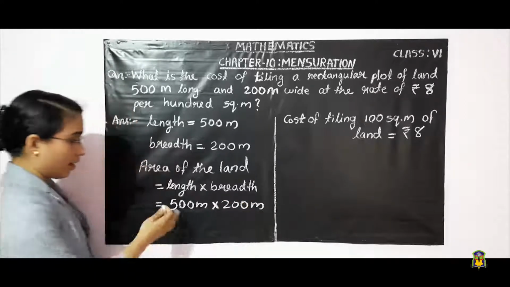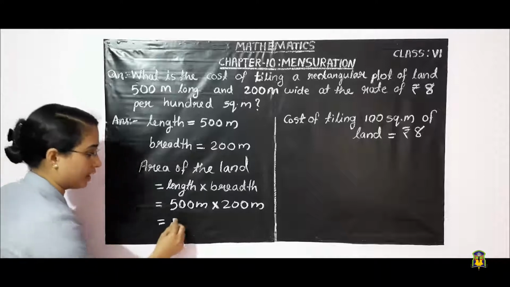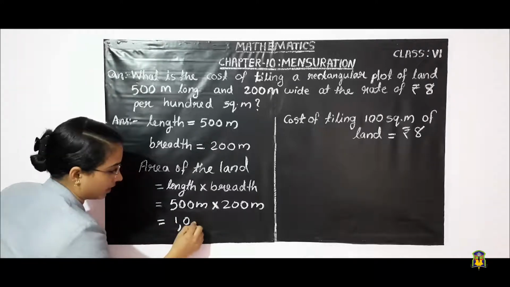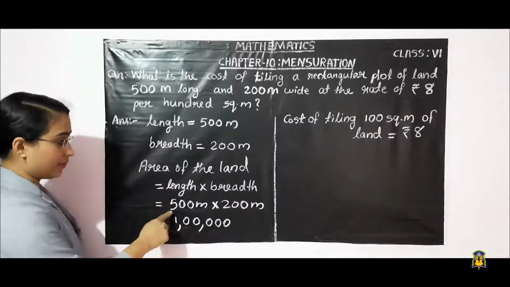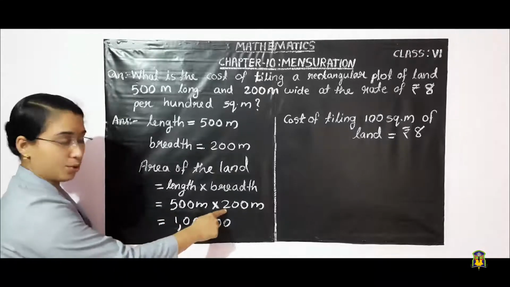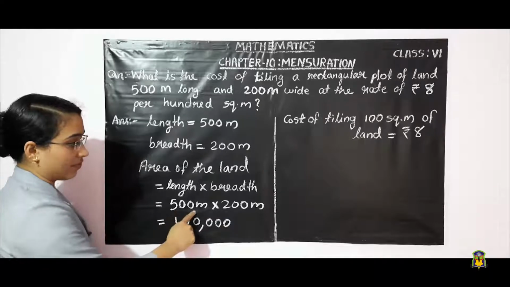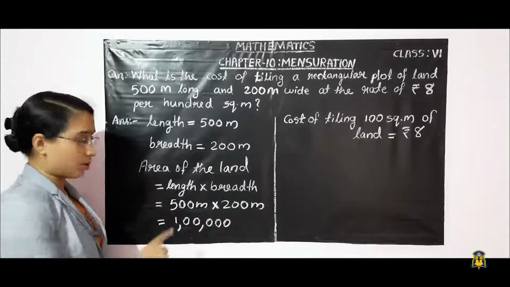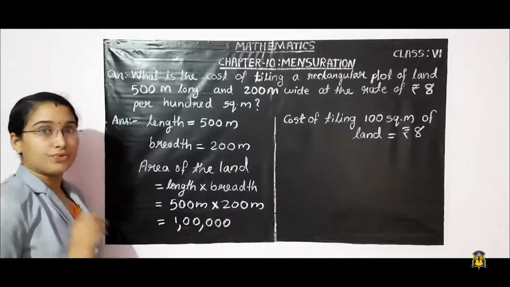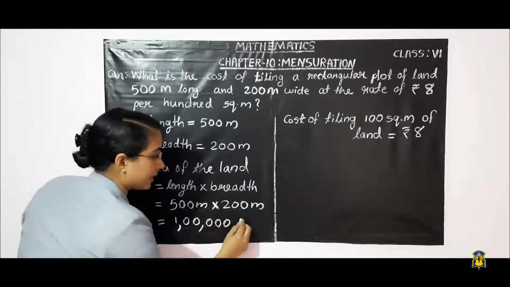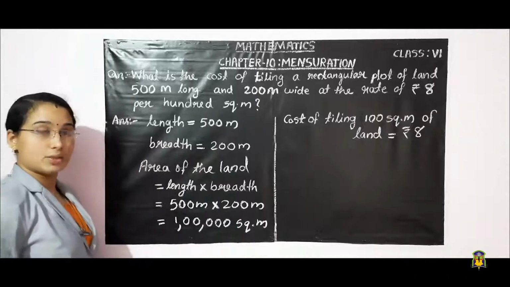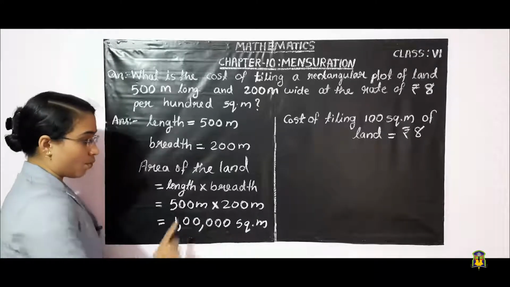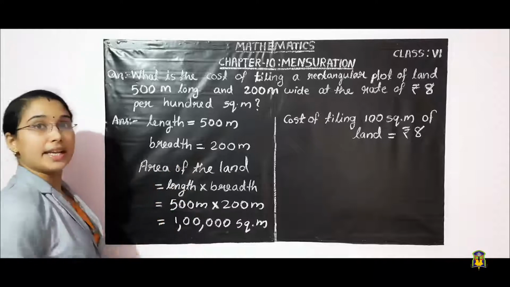Okay. Then after multiplying 500 into 200 we will get 1 lakh. This is a very easy calculation. For multiplying this, first we can multiply 5 into 2. 5 into 2 is 10. Then we want to put the zeros. Total 4 zeros. So simply put 4 zeros. Okay. Then it is square meter. We are finding the area, so the unit is square meter. So we get 1 lakh square meter is the area of the land.